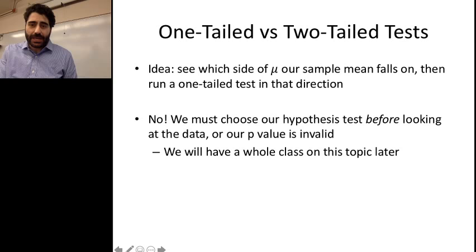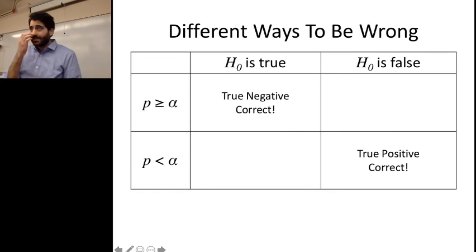Okay, so the whole point of having a statistical threshold for these p-values is because we want to limit the number of times when we're wrong. And there are actually multiple ways we could be wrong in these kinds of statistical tests. And so people often draw this kind of 2x2 grid.